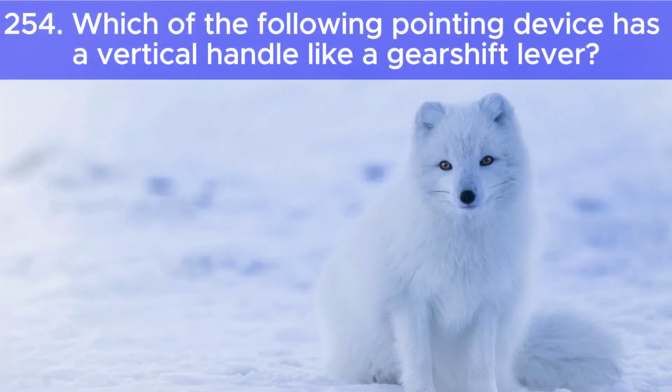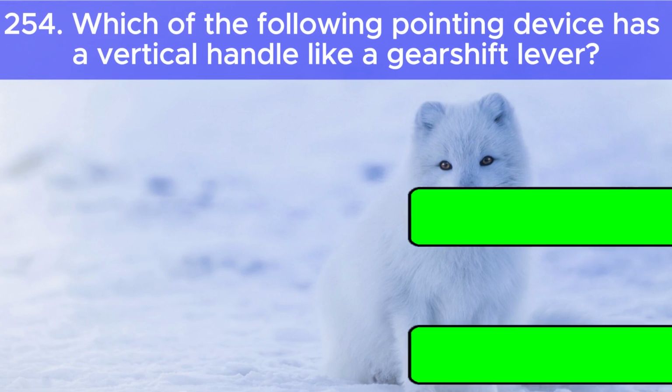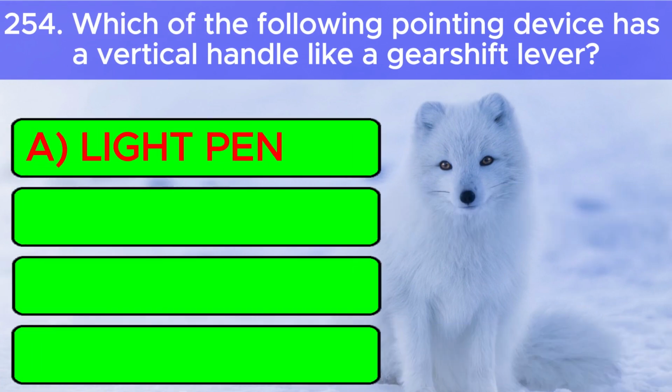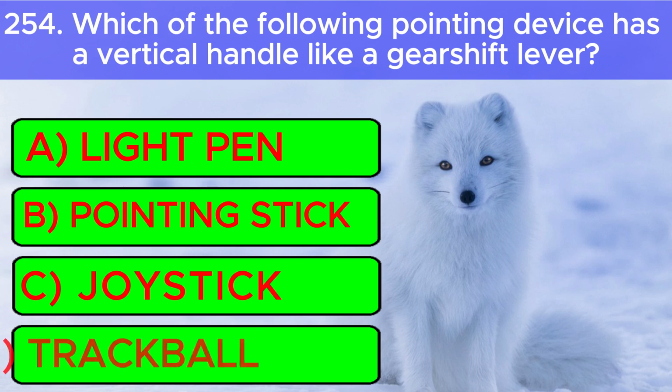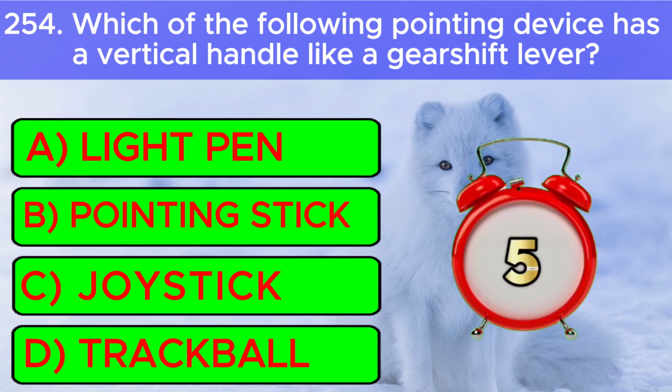Question number 7. Which of the following pointing devices has a vertical handle like a gearshift lever? A. Light pen. B. Pointing stick. C. Joystick. D. Trackball.